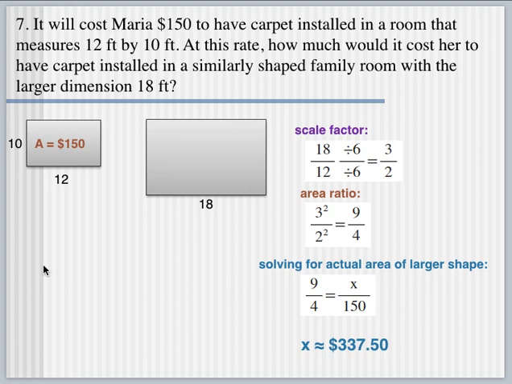Then set up your proportion. So 9/4 would equal x over 150. Because 150 is the area of the smaller shape, it would have to line up with the 4, the smaller of the two numbers in my area ratio. Cross multiply, and I get $337.50. Well done, everybody.